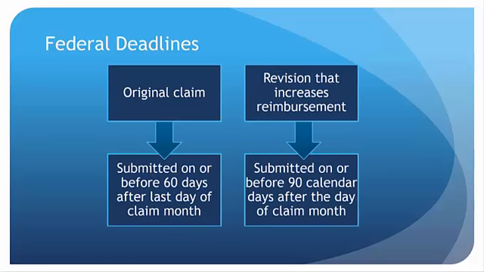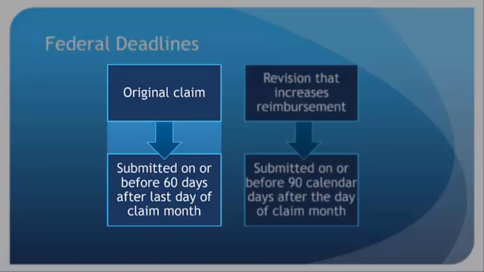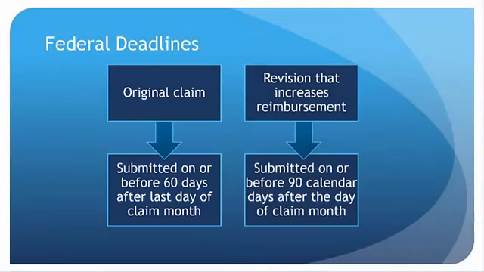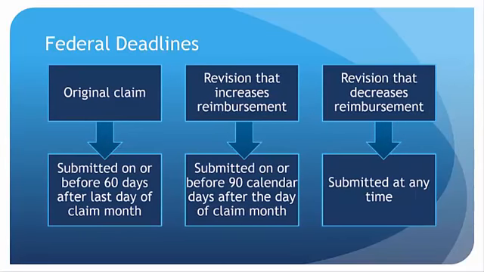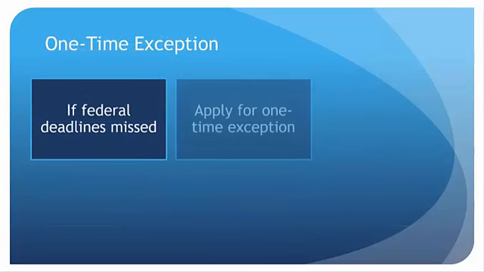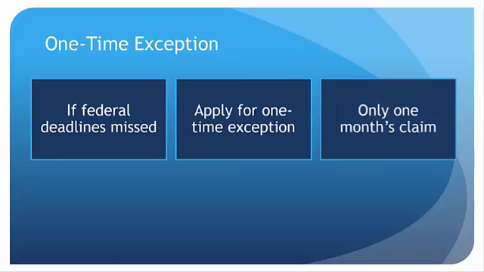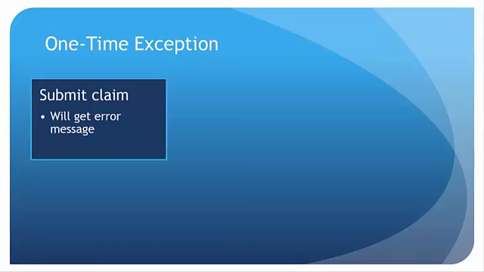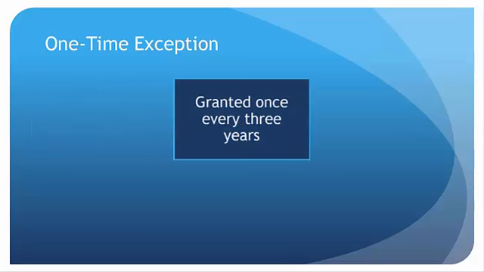A revision that increases reimbursement must be filed on or before 90 calendar days after the end of the month claimed if the original claim was filed within 60 calendar days. A revision that decreases reimbursement may be filed at any time. If federal deadlines are missed, you may apply for a one-time exception for 1 month's claim. You will receive an error message when you submit the claim. Contact the state agency at this number to request a one-time exception. If an exception is granted, it may not be granted again for 3 years.